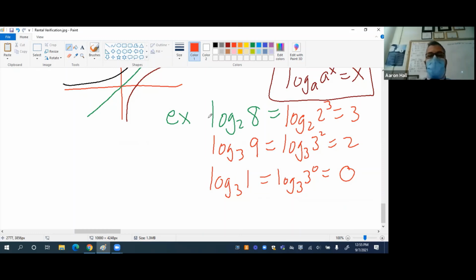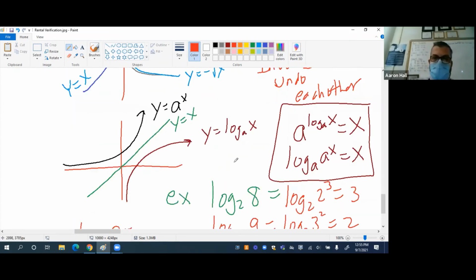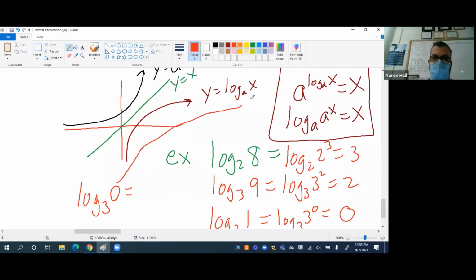Right. What about log base 3 of 0? What's that? It is undefined. This is my x value right here. When is x 0? For this graph, when is x 0? It's never. We have a vertical asymptote when x equals 0, and we approach it but never reach it. So the answer here is undefined.